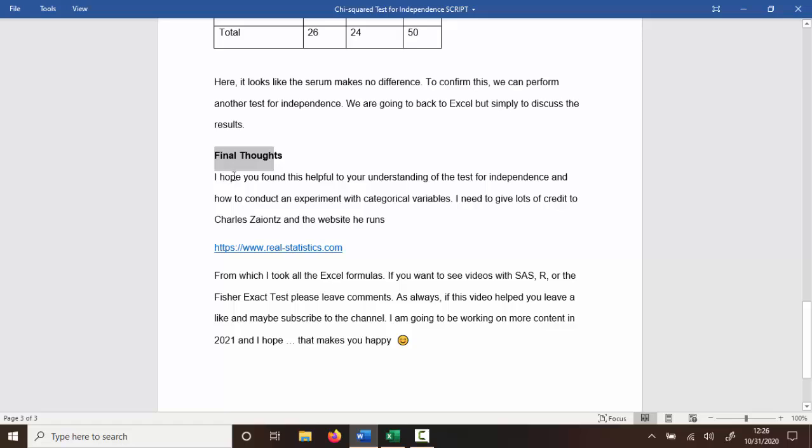Final thoughts. I hope you found this helpful to your understanding of the test for independence and how to conduct an experiment with categorical variables, because often that's what we have. I need to give lots of credit to Charles Zaiontz, as he runs the website realstatistics.com that helped with the Excel formulas.